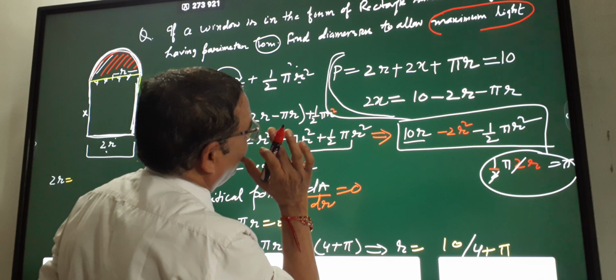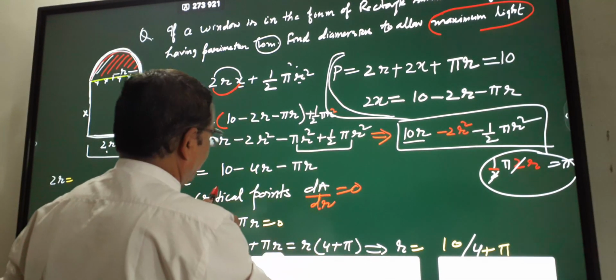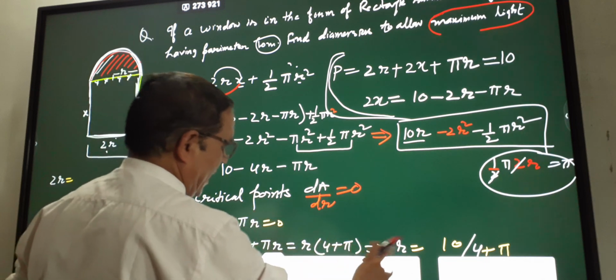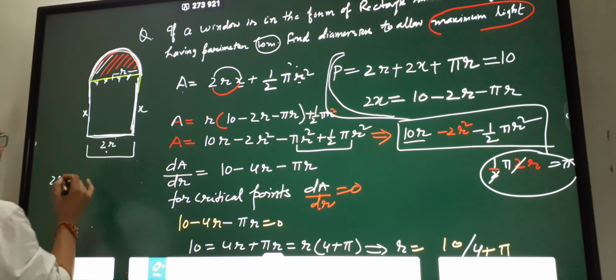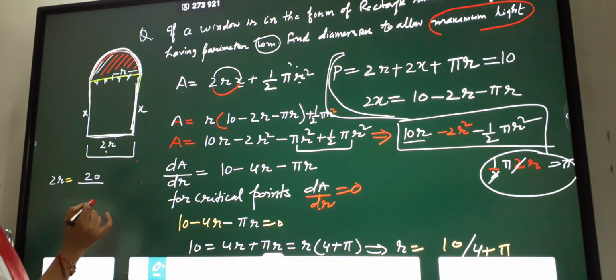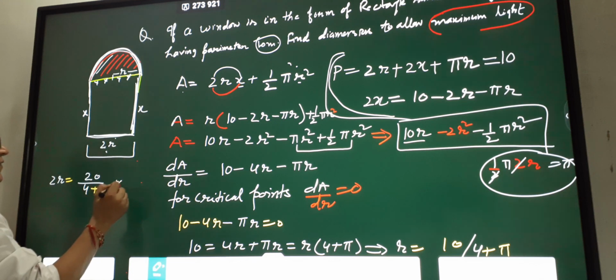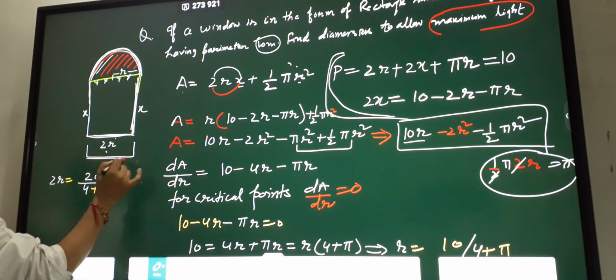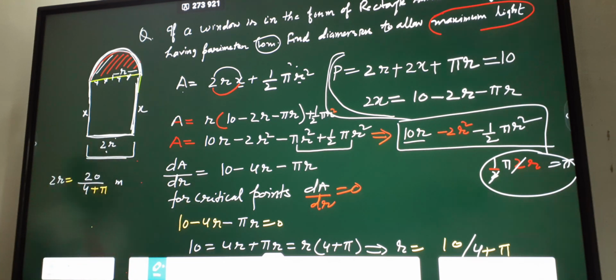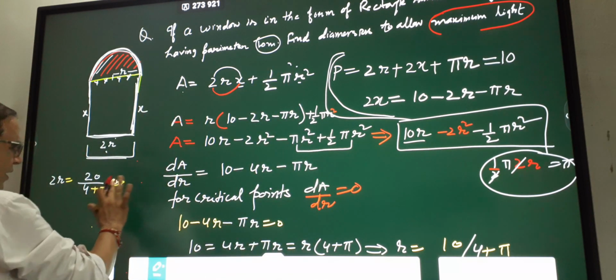That was the value of x. We had to find the value of x. First, what did we find? d upon dr, correct. The right r is this. So 2r equal to 20 upon 4 plus pi. Is that in meters or centimeters? If it is meter, then meter. It was meter in the starting, so it will be meter. It is meter.